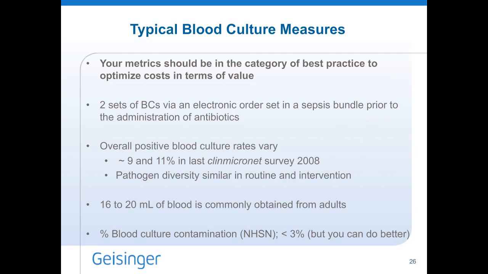People monitor the proper blood volume collection from adults, 6 to 20 mils, and also blood culture contamination, which is still currently less than 3%, but honestly, since chlorhexidine, if you're not 1% or less, then you need to be making improvements. So these are all things that we often measure in the laboratory.